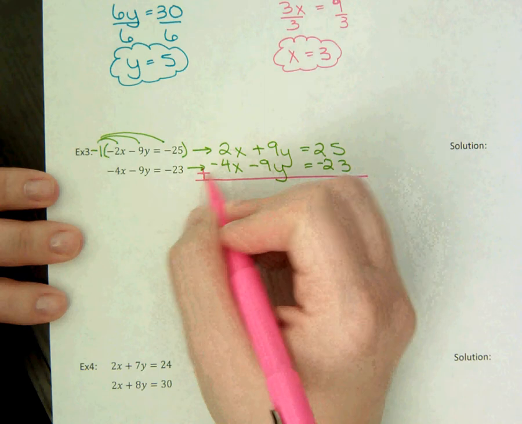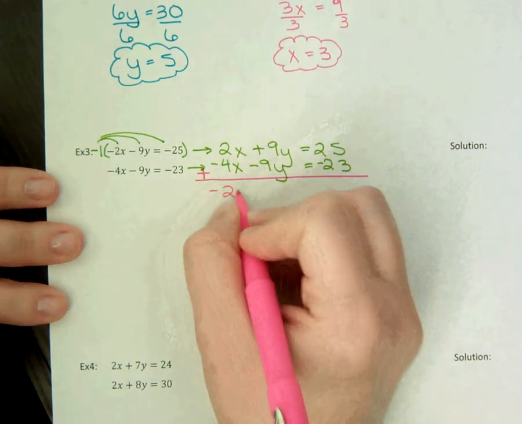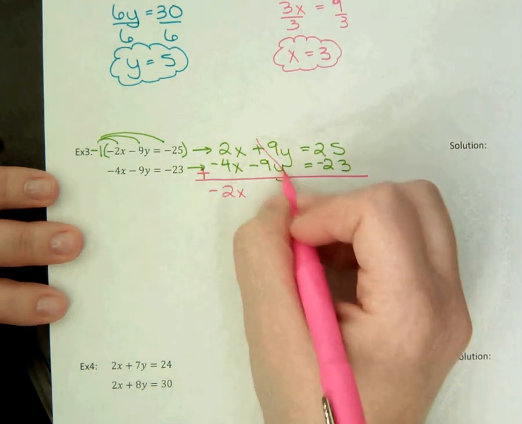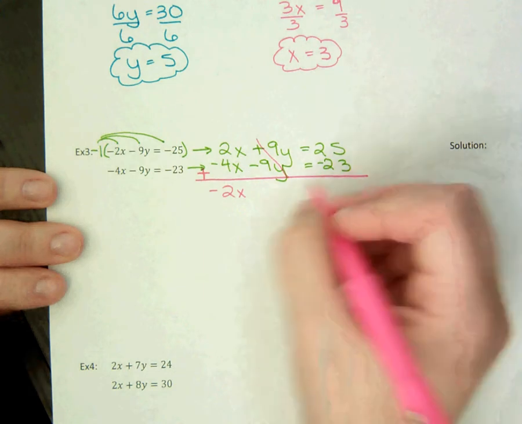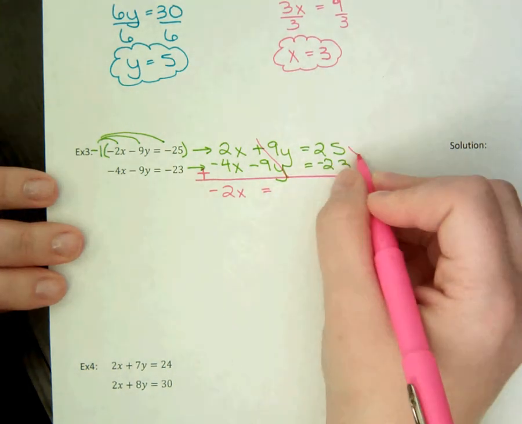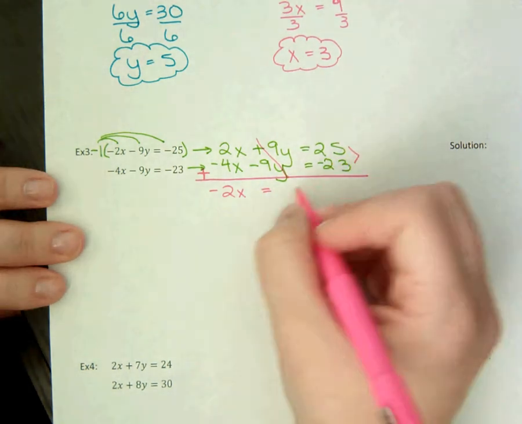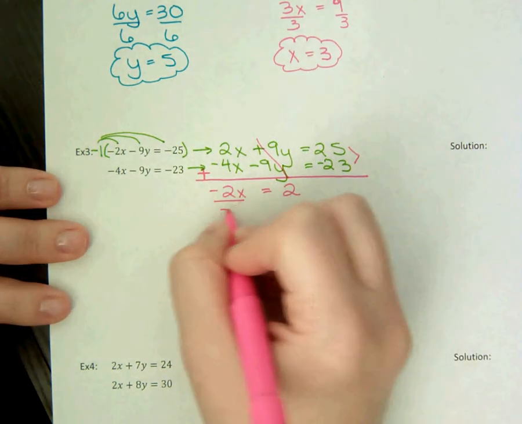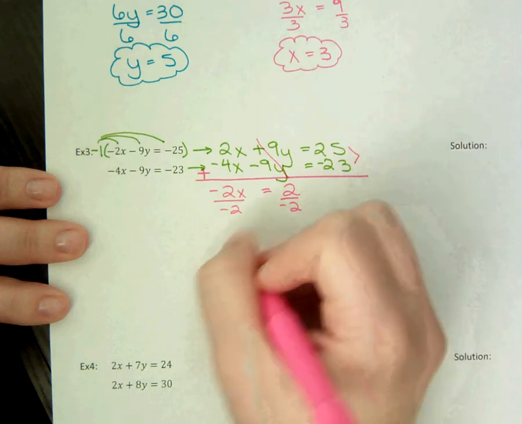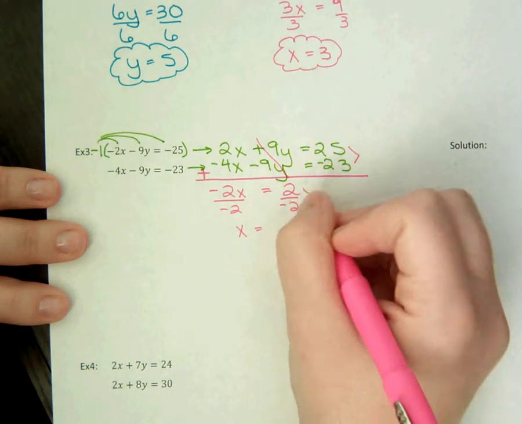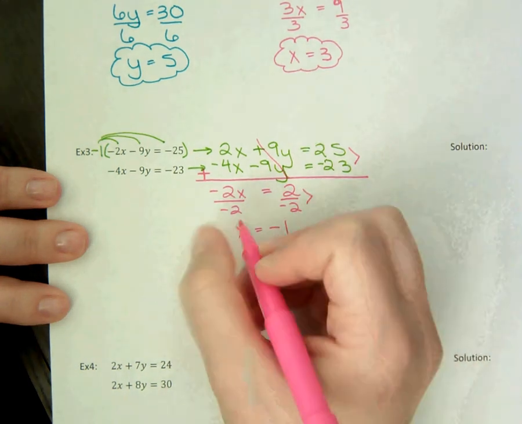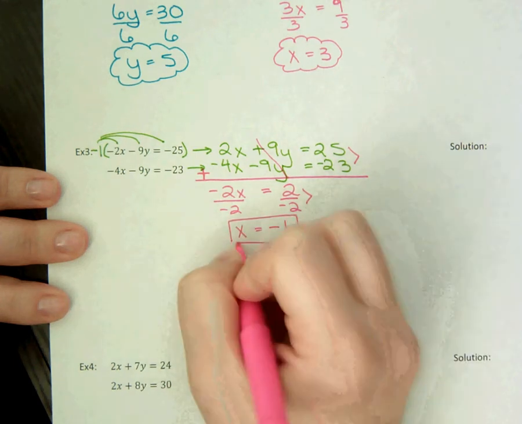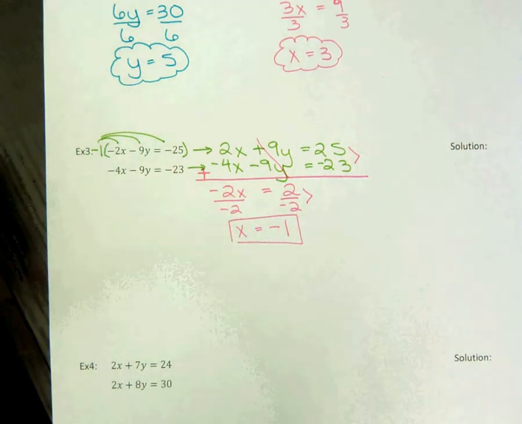Positive 2x plus negative 4x is negative 2x. The y's eliminate. You can even cross them out if you want to. And then positive 25 plus negative 23 is positive 2. And we're going to divide by negative 2. We're going to get x. Positive 2 divided by negative 2 is negative 1. And there's one of our answers.